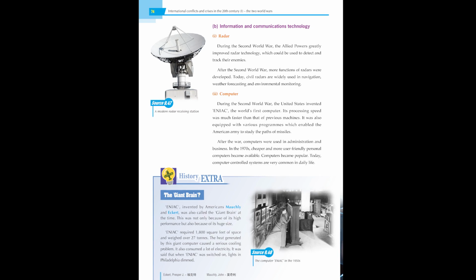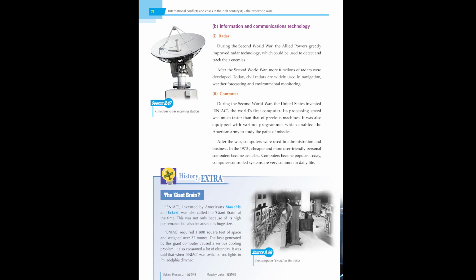2. Computer. During the Second World War, the United States invented ENIAC, the world's first computer. Its processing speed was much faster than that of previous machines. It was also equipped with various programs which enabled the American Army to study the paths of missiles.